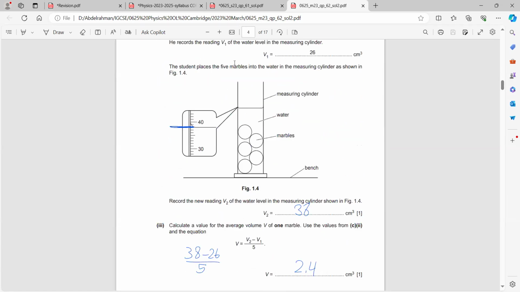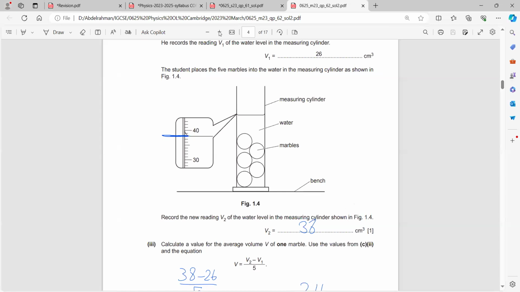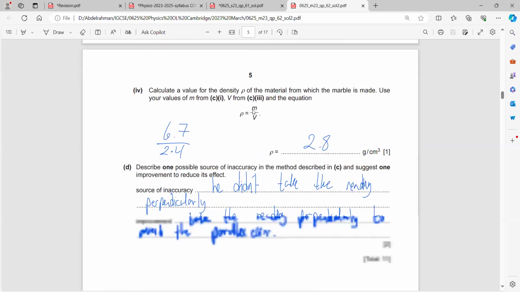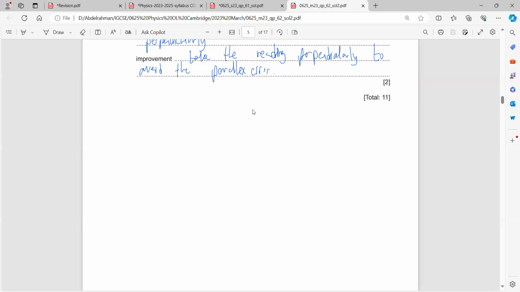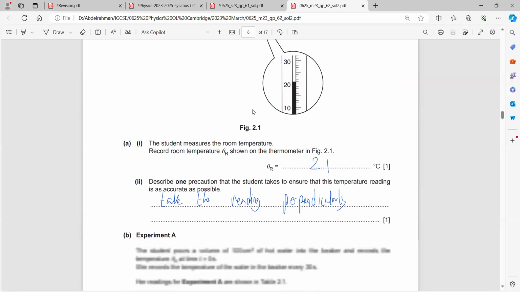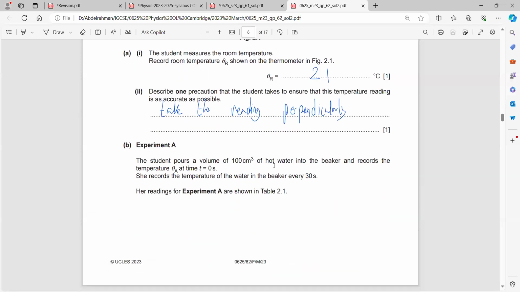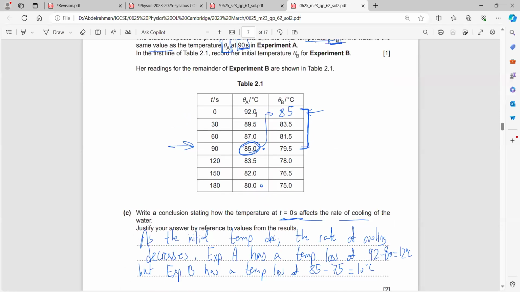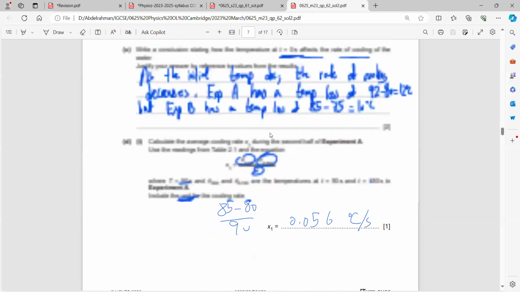Measuring, taking the reading from the bottom of the meniscus. This is a measuring cylinder. You have to take the reading from the bottom of the meniscus. Again, very simply, this is all quite easy. This is the room temperature again. Again, you have to say the rate of cooling also decreases. These are very simple.